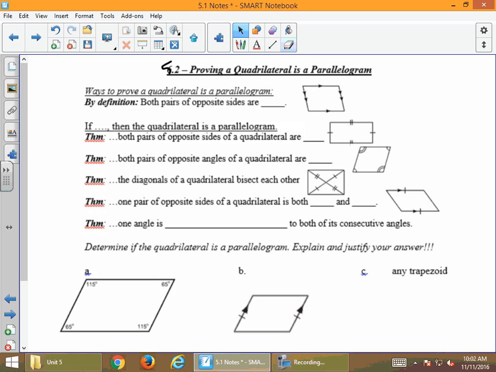it is a parallelogram. So just by definition, by the name, both pairs of opposite sides are what in a parallelogram? They are parallel, just by its definition. A parallelogram, opposite sides are parallel. So if you're given a diagram like this, then your answer is yes. Parallelogram because opposite sides are parallel.